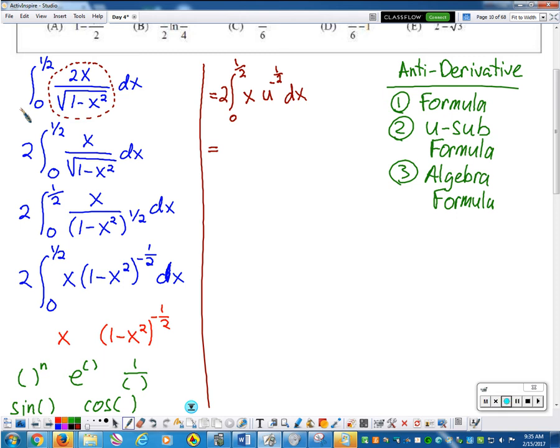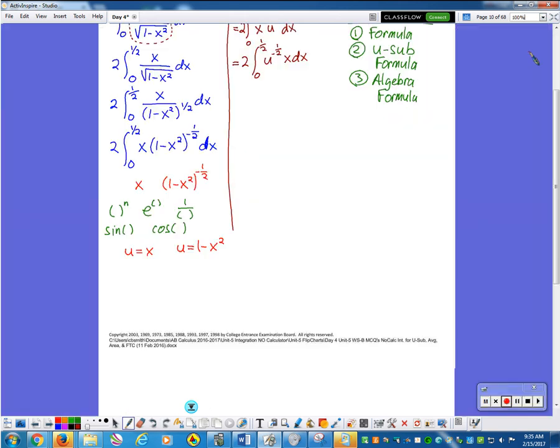Can you arrange it? Tell me exactly what's right, Sydney. Okay, so 2 times the integral from 0 to 1 half of u to the negative 1 half, x dx. Nice and done. Take it. Questions? That means we come over to this column again, and we fix the size on this thing.